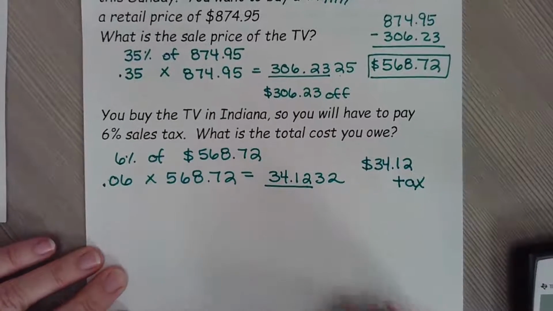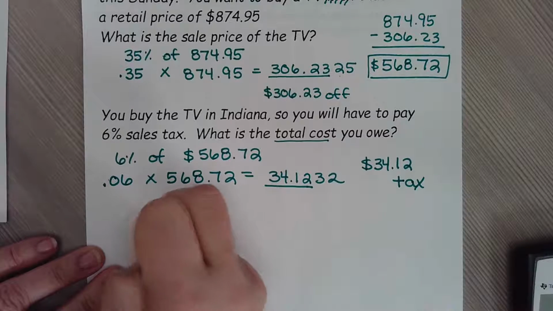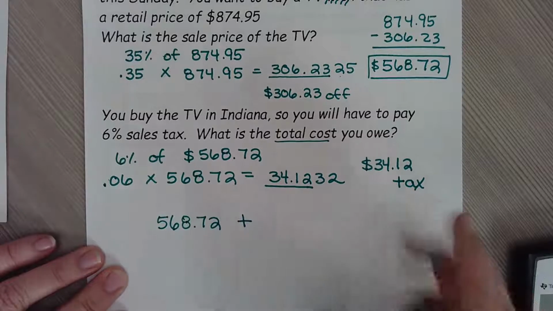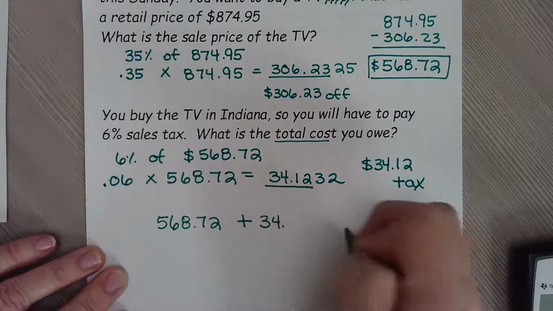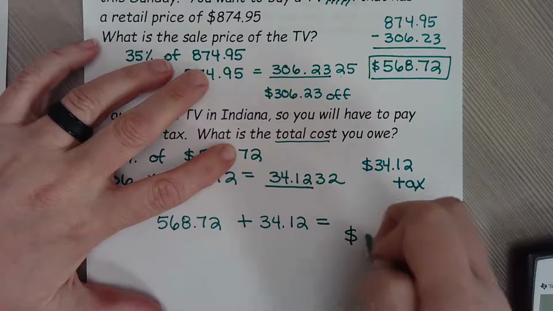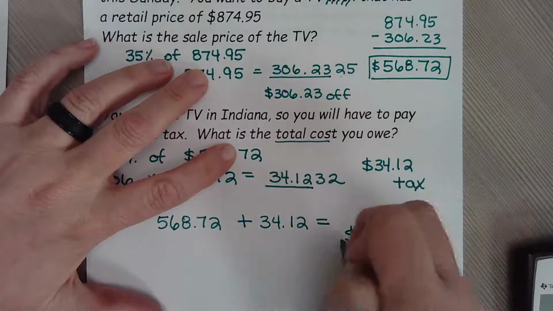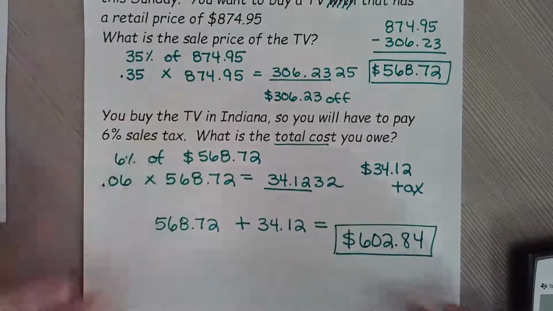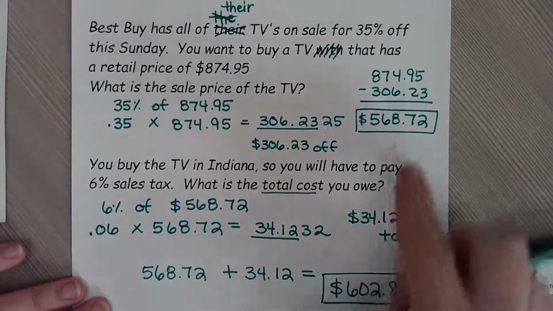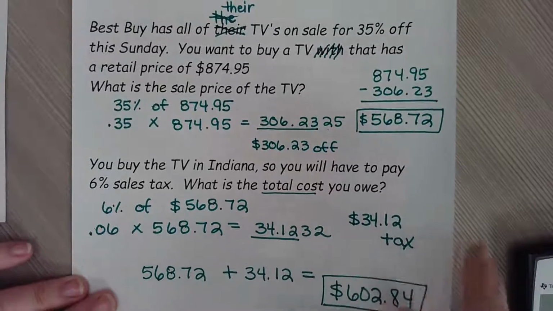But it's not just asking you that. It wants to know the total cost. The price of the TV, $568.72, plus the tax, $34.12, gives you a grand total of $602.84. So you definitely want to factor that in, the taxes. If you're saving up money to buy something, you know that you're going to have to pay more than what the actual cost of the item is, okay?